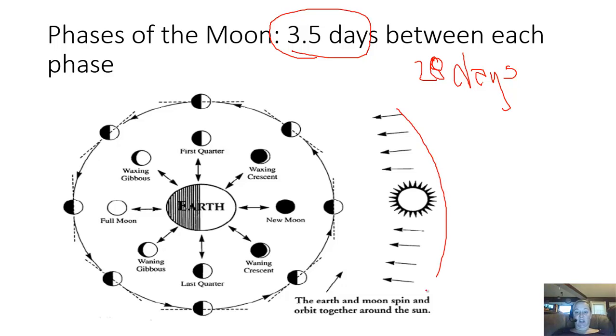The first thing you've got to do is find the sun. The moon that's in between the sun and the Earth is the new moon. We go directly opposite, and that's the full moon. And we'll talk about that in the next slide. But the most important thing is to remember that there's 3.5 days between each phase, because that's going to come up in just a moment.